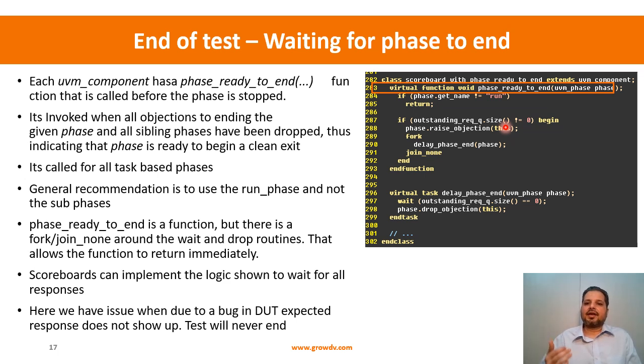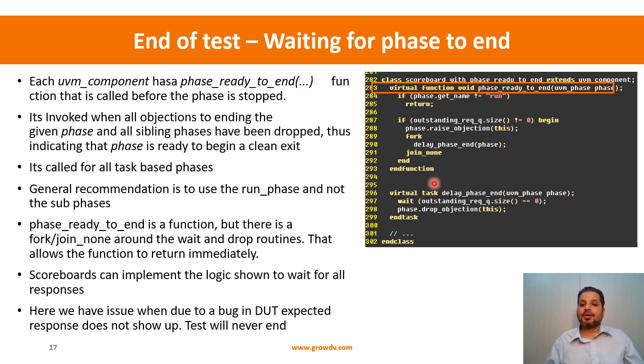Within that phase_ready_to_end call, we are checking that the outstanding request queue size is greater than 0 inside the scoreboard. We are looking at it inside the scoreboard because we are interested in waiting till all the responses have come in. So if we find that there are requests pending, then we say phase.raise_objection. Then we say fork, we delay the phase end, we call this delay_phase_end, and we say join_none. So we are doing join_none, right? That way we are not really waiting in the context of this particular function.